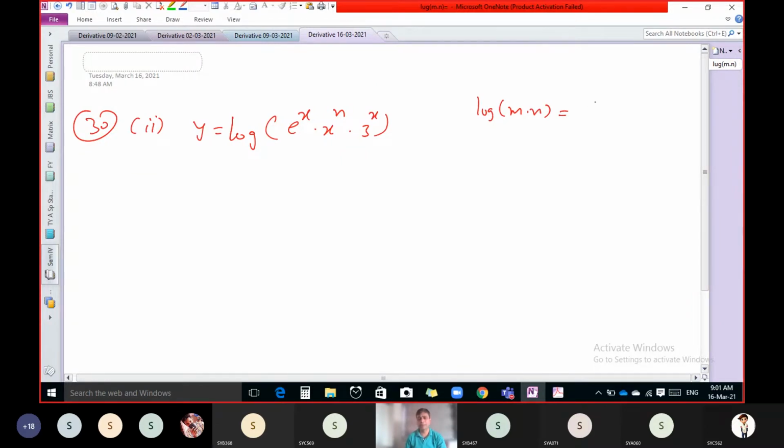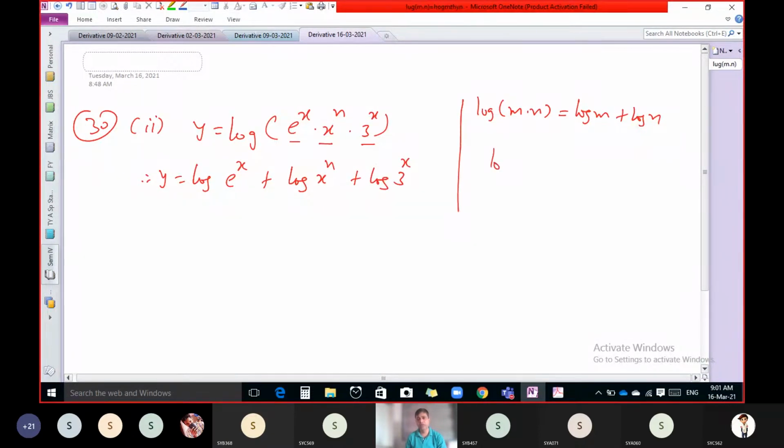What is the rule of log m into n? Any of you know? So log m plus log n. Correct. So you can consider this as m n p. So you can write y equals log e raised to x plus log x raised to n plus log 3 raised to x. Then after you can use the rule of log m raised to n.